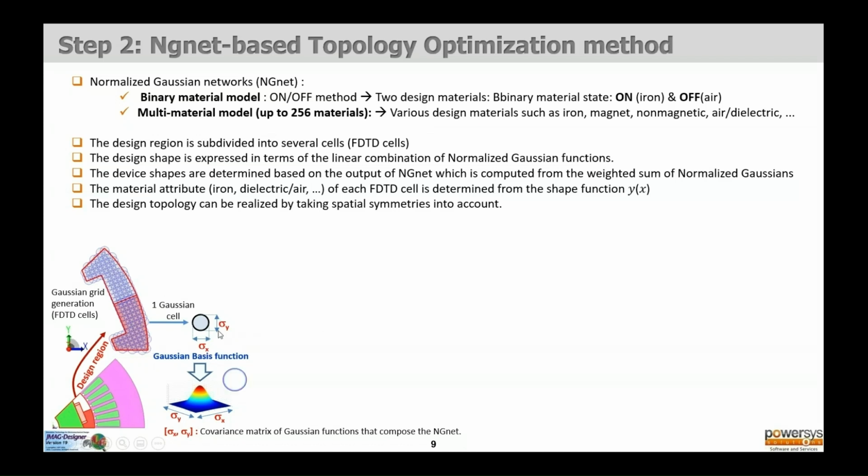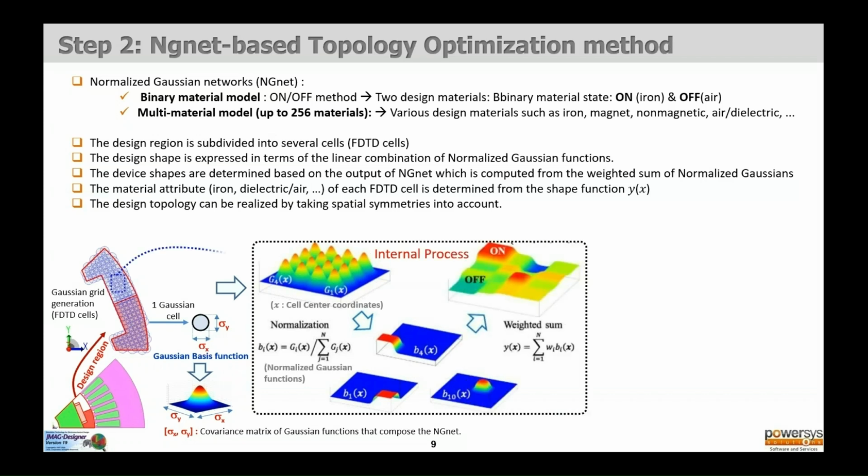So previously, we have seen how the center coordinates of the Gaussian functions can be generated in the design region, and also how the covariance matrix of the Gaussian function is defined. Now, what is important is to understand how the shape of our design region is expressed in terms of a linear combination of the Gaussian functions. If we take one section here of the design region, you will see that the Gaussians are uniformly distributed in this area.